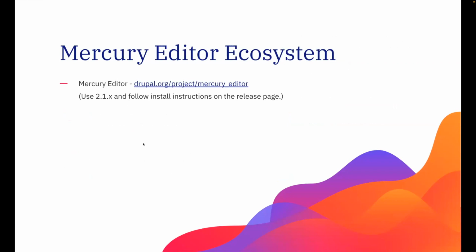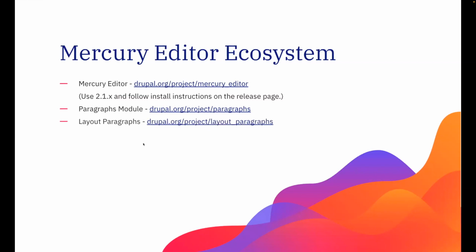And if you're going from 2.0 to 2.1, you're going to need to uninstall all of the 2.0 modules and submodules, then install 2.1. And the instructions, again, are on that release page. Mercury is based heavily on the paragraphs module, also based heavily on the layout paragraphs module, which in turn is based on the layout API in Drupal core. And then finally, Mercury Editor also heavily utilizes style options for managing styles. And we'll get into exactly what that means when we get into the demo.